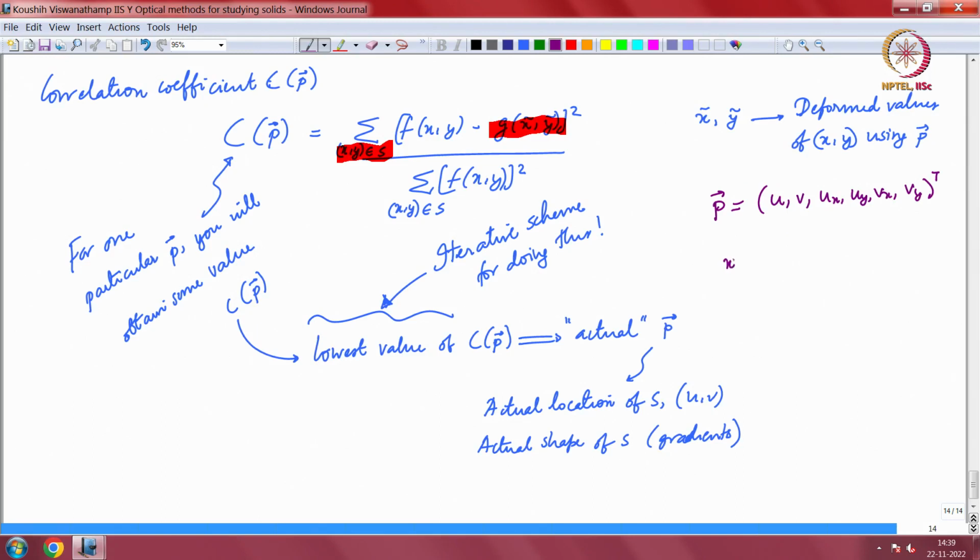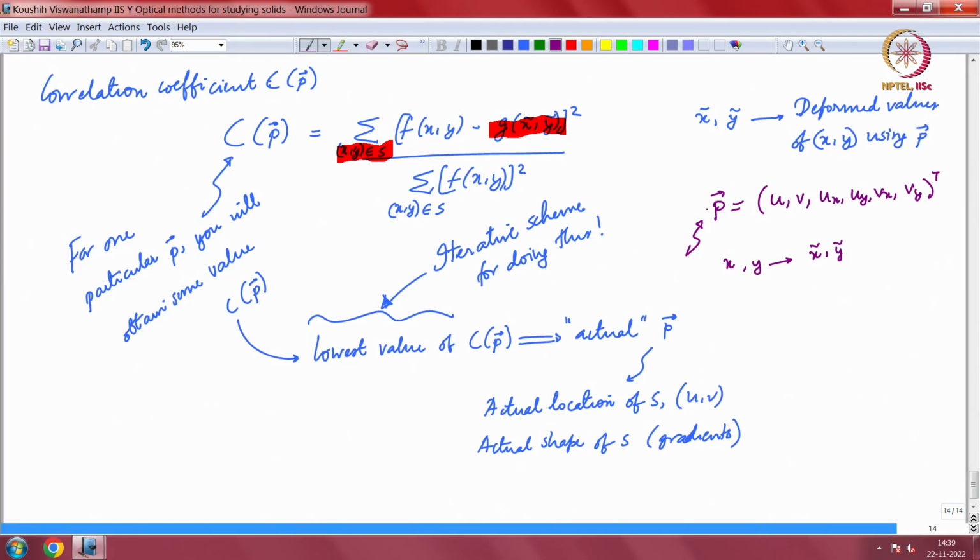Okay, so you have x comma y, you do a Taylor series expansion, you will get x tilde y tilde, and the first 2 terms in the Taylor series expansion are the translation terms and the gradient terms. Okay. This we will work out the algebra today, but at least I am just giving you an idea before we start.